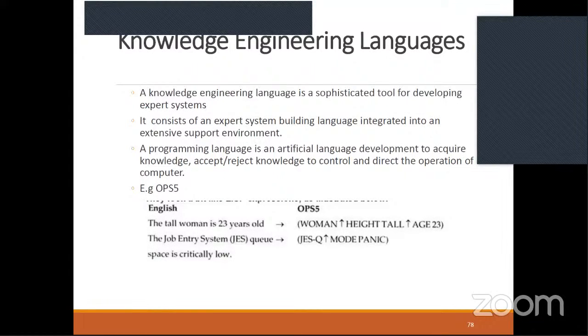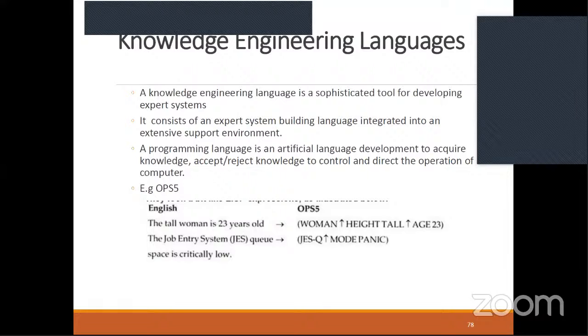So whatever English sentences you have about your domain have to be converted into a symbolic representation using a knowledge engineering language like OPS5. Okay, so it consists of an expert system building language integrated into an extensive support environment. Then this language, which it converts it into, will be used by other expert systems, which I'll show you later. And then that can be used for making more inferences based on the knowledge which you give.